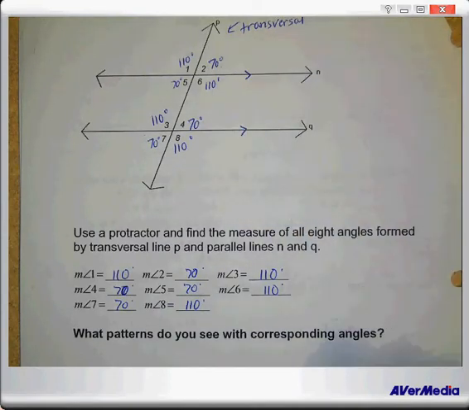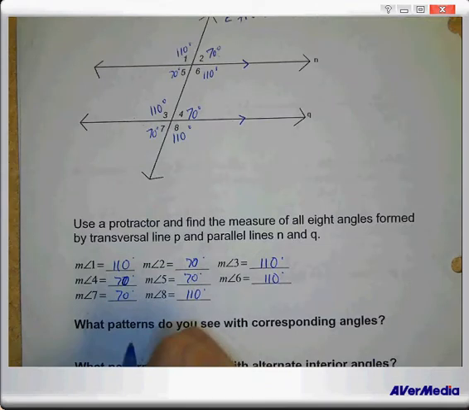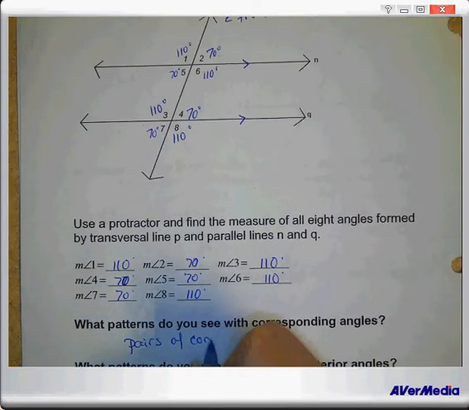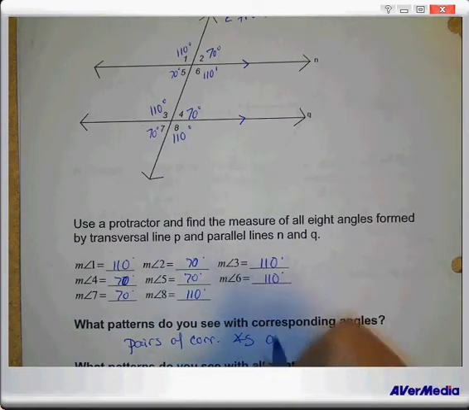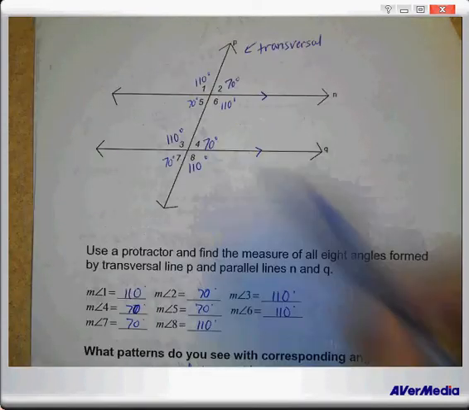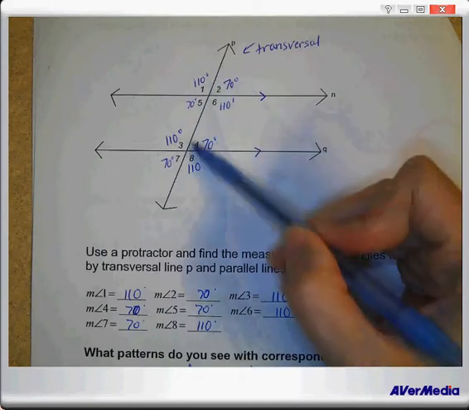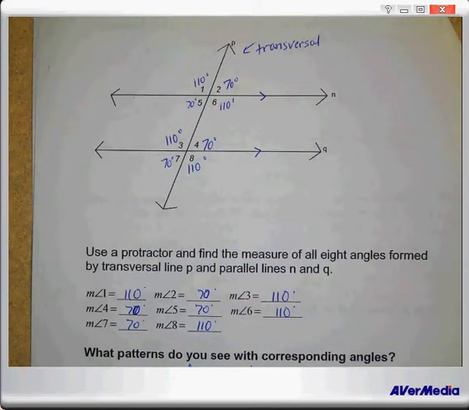So what's the pattern that we see there? We know the pairs of corresponding angles are congruent. So they're going to be the same size, same shape. And look at that, they literally look the same size, same shape when you have parallel lines.